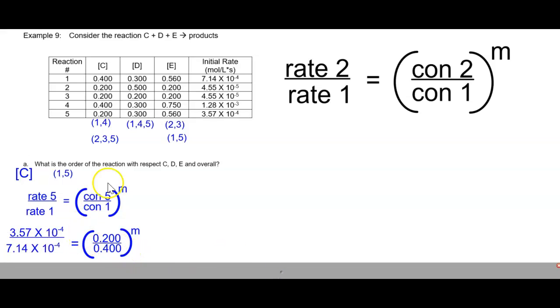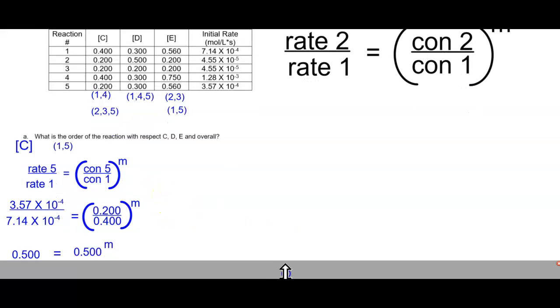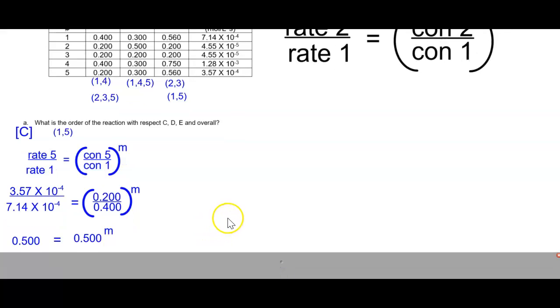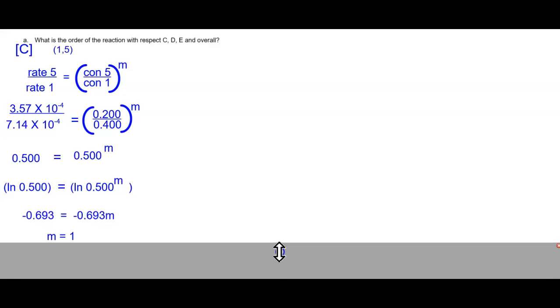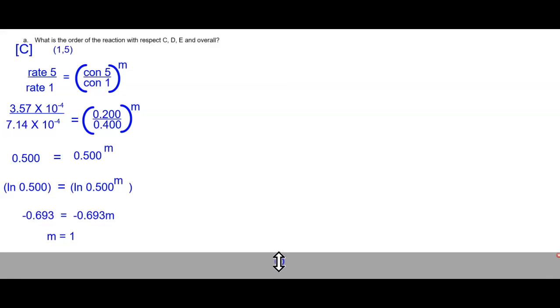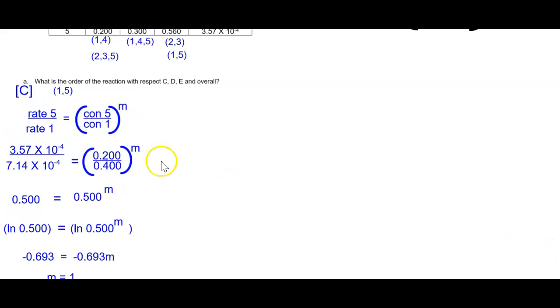I found these values here from my data table. I put in rate 5 here over rate 1, and then the concentration has to be of C, because this is solving for C. For 5, the concentration of C is 0.2, and for 1, the concentration of C is 0.4. I divided those two and got those values. Took the natural log of both sides. Got the same number. I got m equal to 1. Okay, so that is for C.